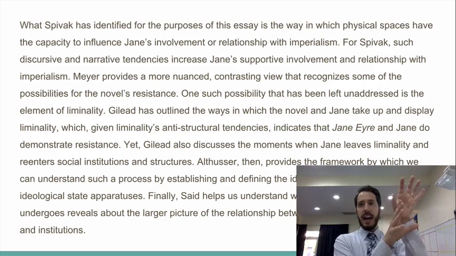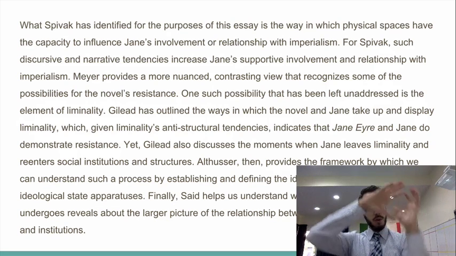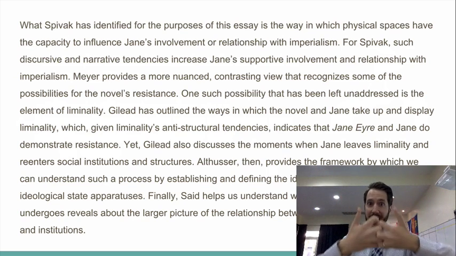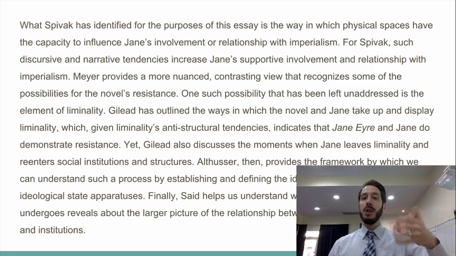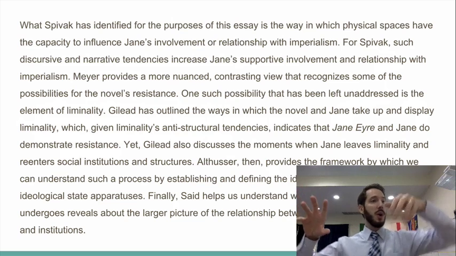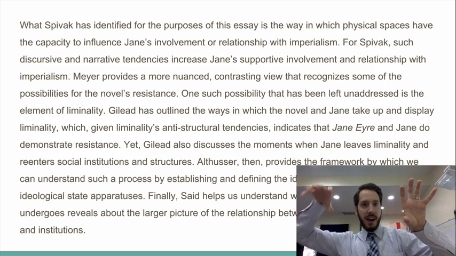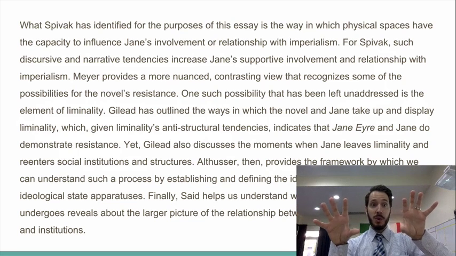She went from looking at imperialism with this one source, and now we're narrowing that down with liminality, and she's connecting them together. Now let's see more. Gilead, which is another source, has outlined the ways in which the novel and Jane take up and display liminality. So we're looking at liminality from Meyer and how it's displayed in the source of Gilead.